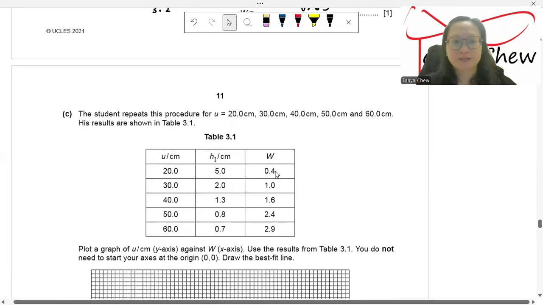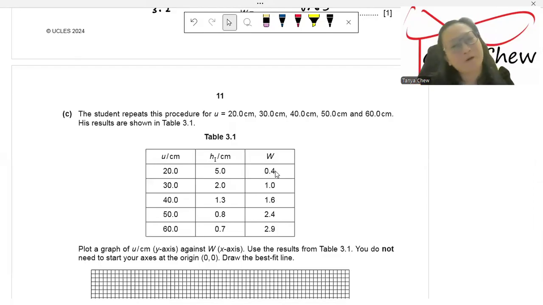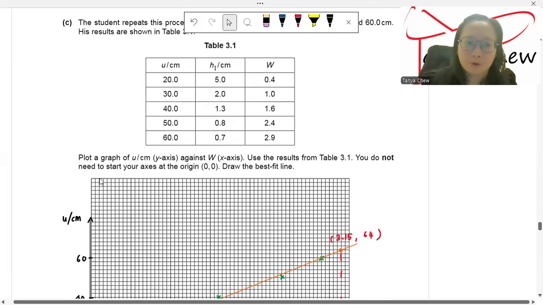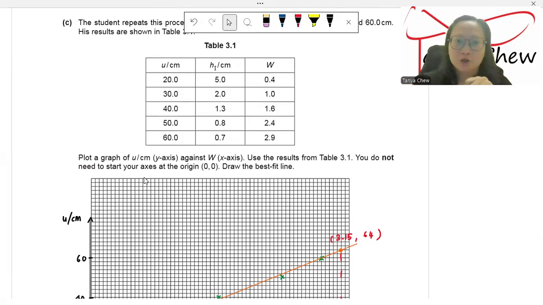C, the student repeats the procedure for U equals 20 cm, 30 cm, 40 cm, 50 cm, and 60 cm. His results are shown in table 3.1. Plot a graph of U on the y-axis against W on the x-axis. Use the results from table 3.1.